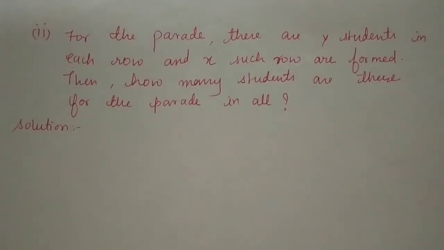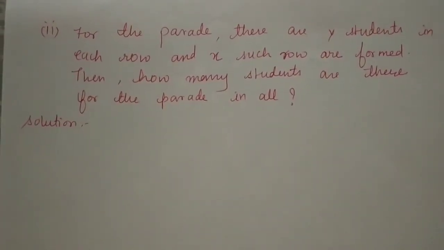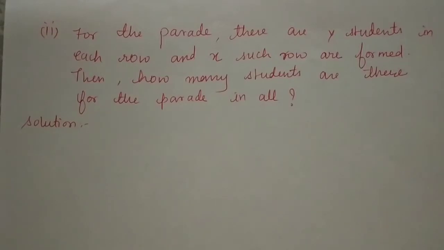The second question, it is given that for the parade there are y students in each row, and x such rows are formed. Then how many students are there for the parade in all? Now understand this question, children. What is given here? That there are y students in one row, okay, and there are x such rows.